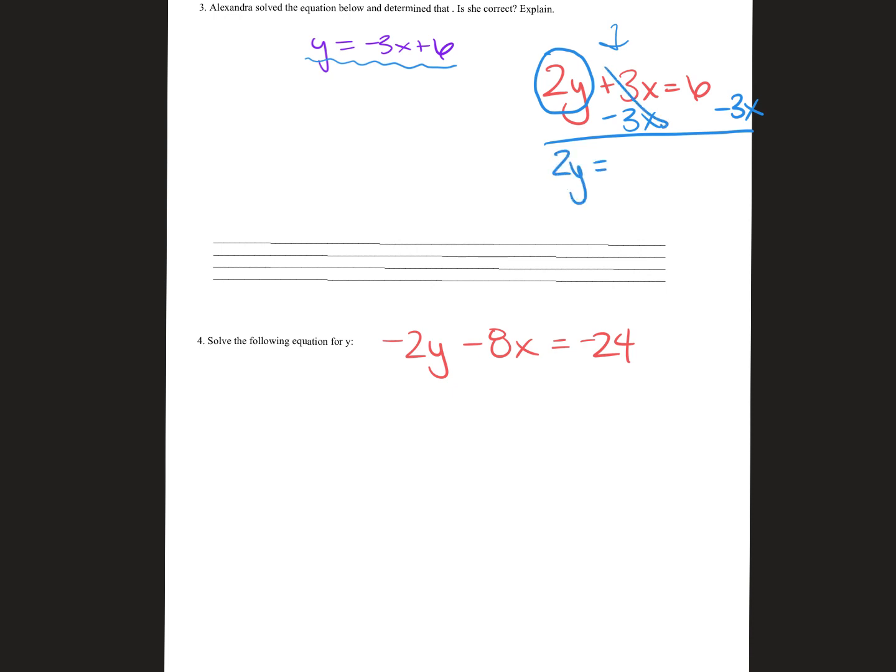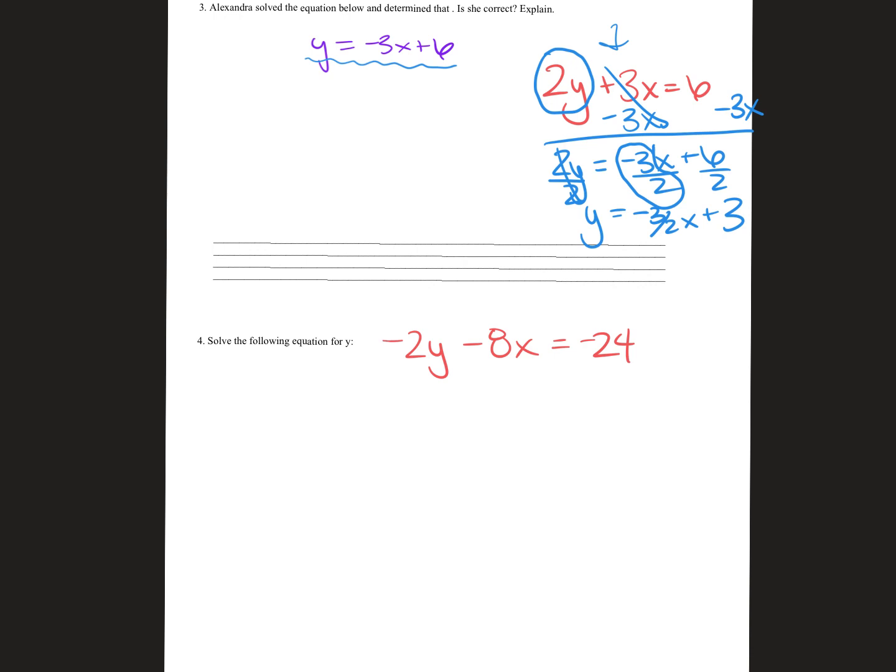I'm going to bring down everything in the right order. So the negative 3x comes first. The positive 6 comes next. Now, I don't have just y. It's 2y. I've got to get rid of the 2 by dividing everything by 2. Now I have y. I'm going to separate my fraction from my x. 6 divided by 2 is 3.